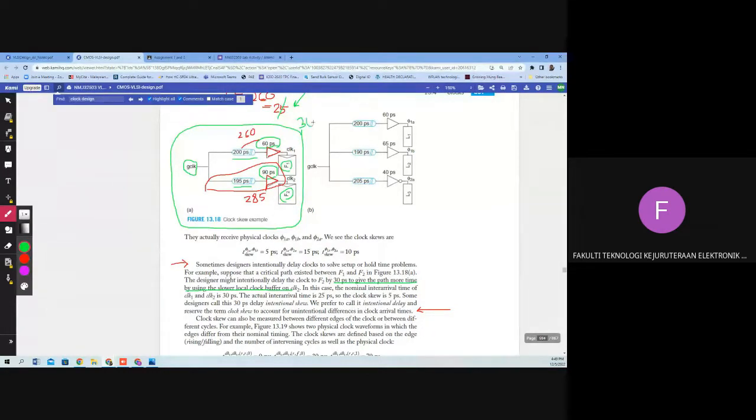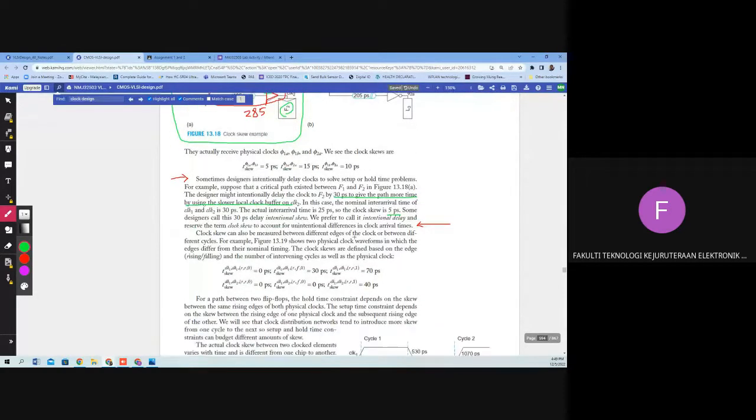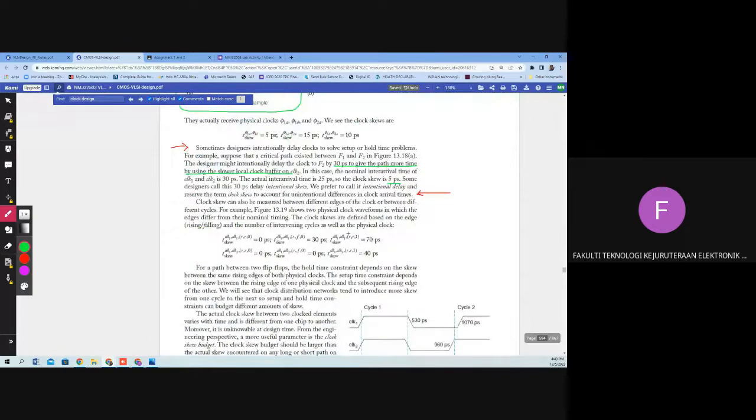So, which is an additional 5 time unit, in this case 5 picosecond. That's actually what a designer normally does, to make sure that the timing is actually achievable, that our design system is able to compute the data without producing unwanted data or error data.